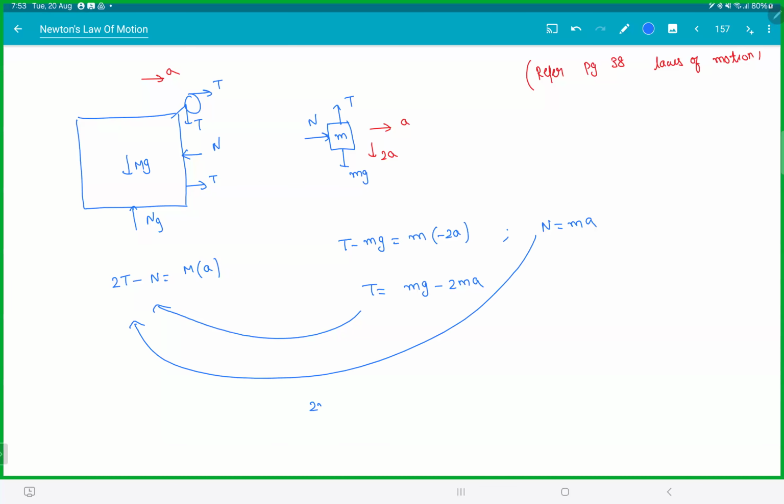You end up with 2mg minus 4ma minus ma is capital M a. A is equal to 2 small mg by capital M plus 5 times small m. That's it.